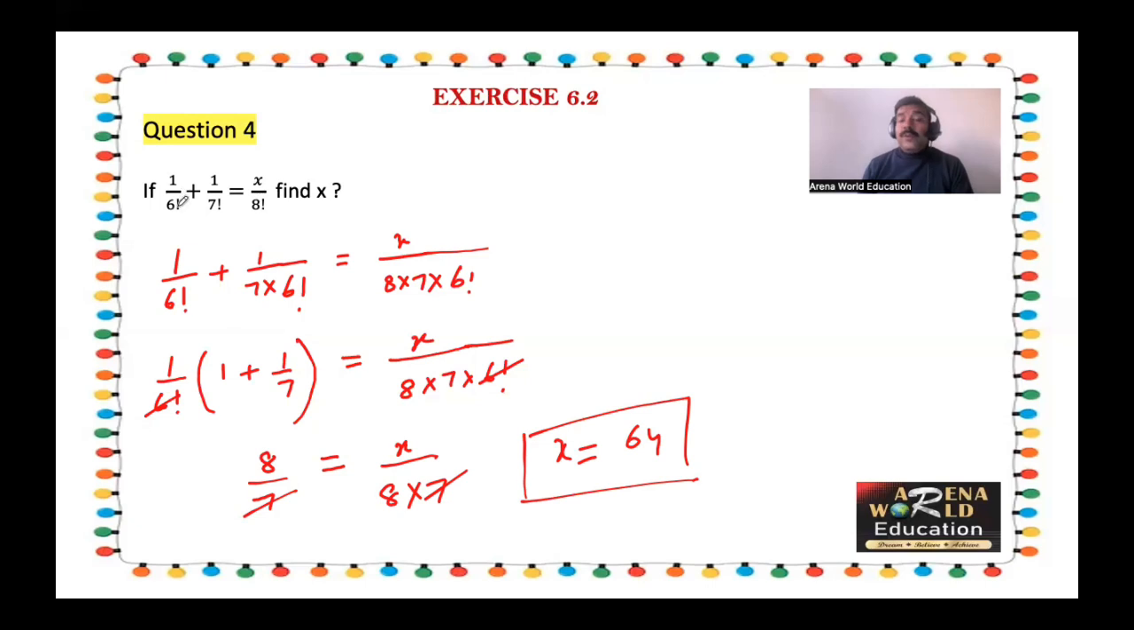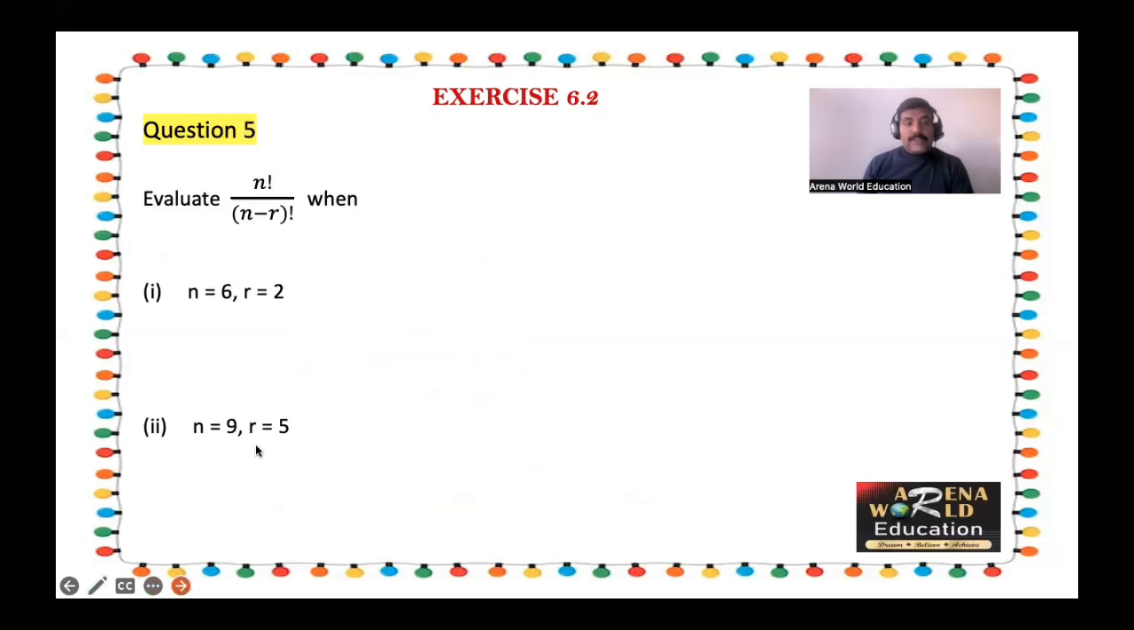So we have not opened 6 factorial because after opening 7 factorial, you will get 7 into 6 factorial, right? 8 factorial is there. So 8 into 7 into 6 factorial. So now moving to question number 5.